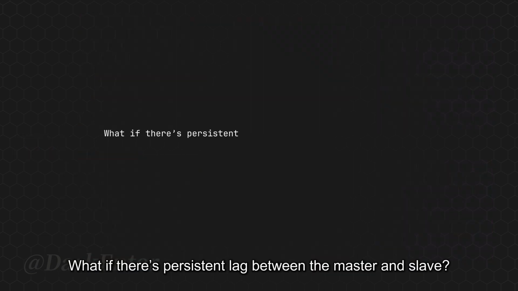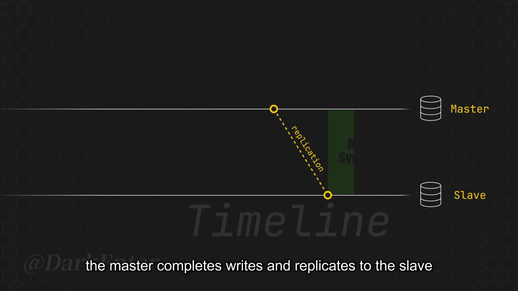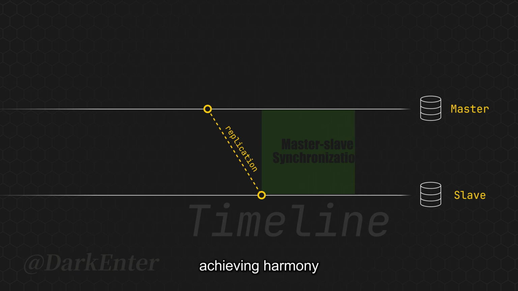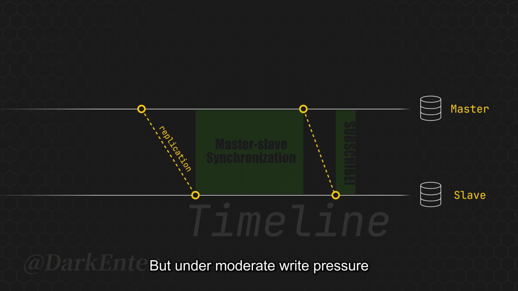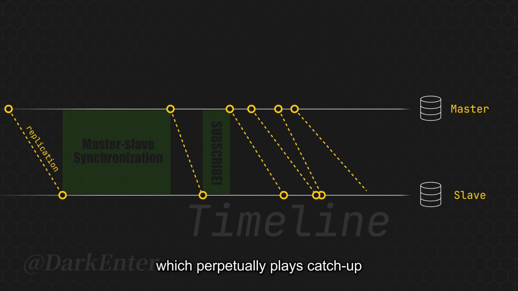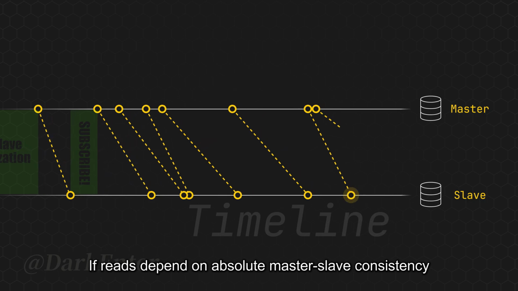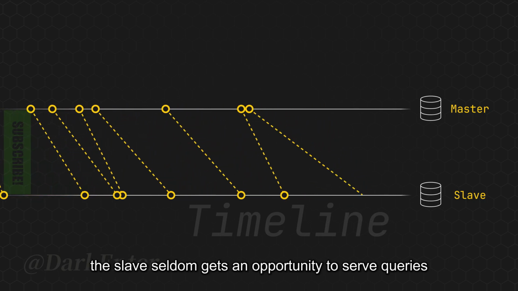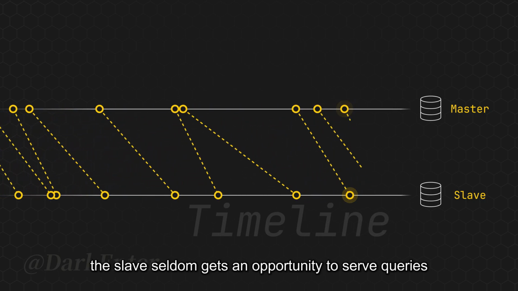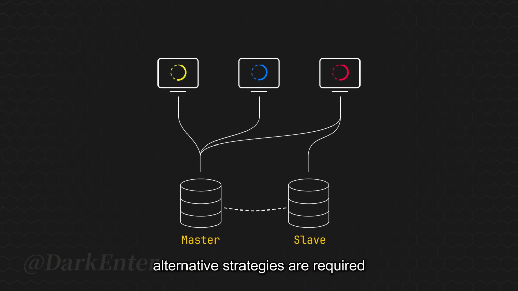What if there's persistent lag between the master and slave? Under low write volume, the master completes writes and replicates to the slave, achieving harmony. But under moderate write pressure, the master consistently outpaces the slave, which perpetually plays catch-up. If reads depend on absolute master-slave consistency, the slave seldom gets an opportunity to serve queries. To genuinely resolve these issues, alternative strategies are required.